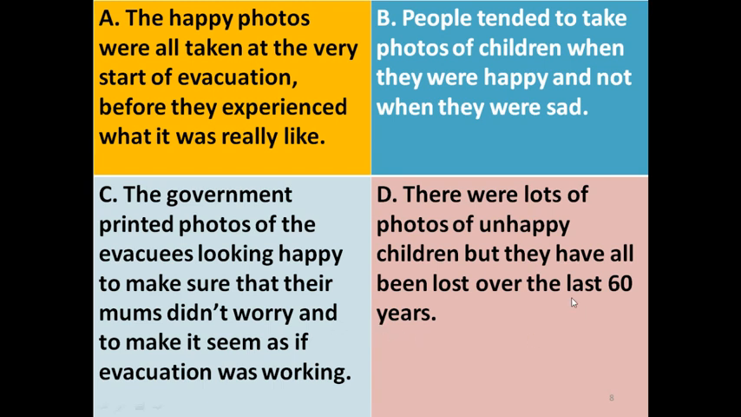Okay, now which one did you choose? This one probably got some truth in it. People did tend to take photographs of children when they were happy, but this is probably the real explanation. The government printed photos of the evacuees looking happy to make sure their mums didn't worry and to make it look as if everything was working properly.